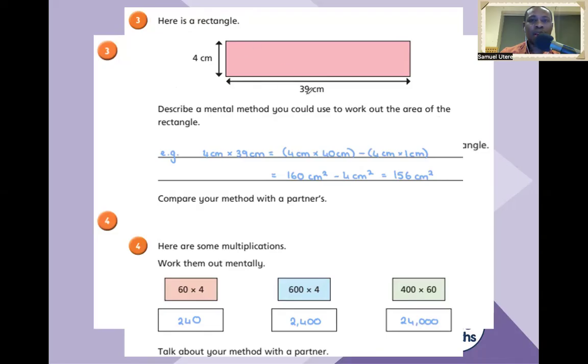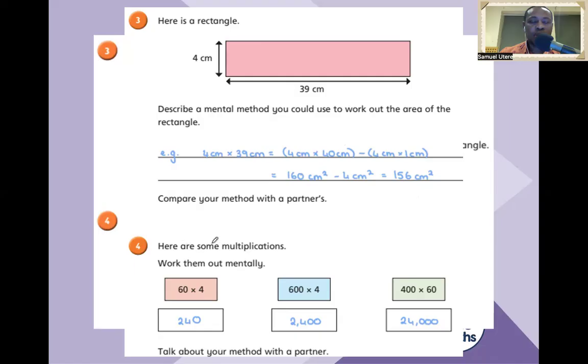So we can see that 39 is really close to 40. And you know that to work out the area, it's going to be 4 times 39. So 39 lots of 4. Now, we can say, what about if we work out 40 lots of 4 and then subtract 4 from that? And that's what has been done here. So 40 times 4 will be 160, and then you do 160 minus 4, which is 156.